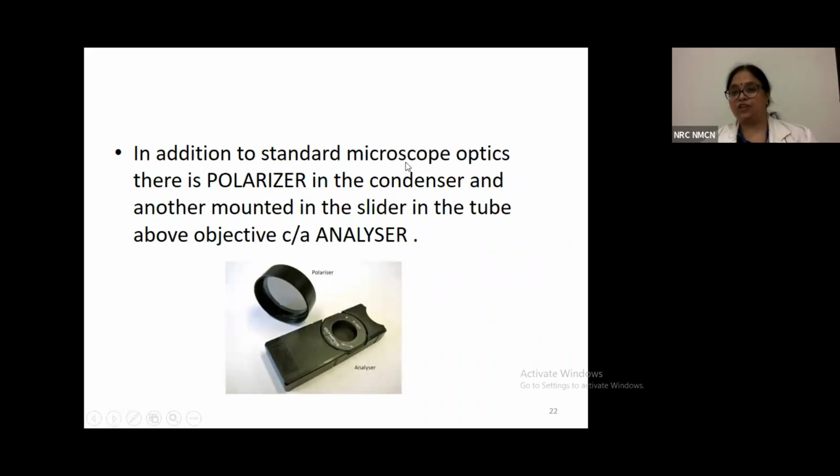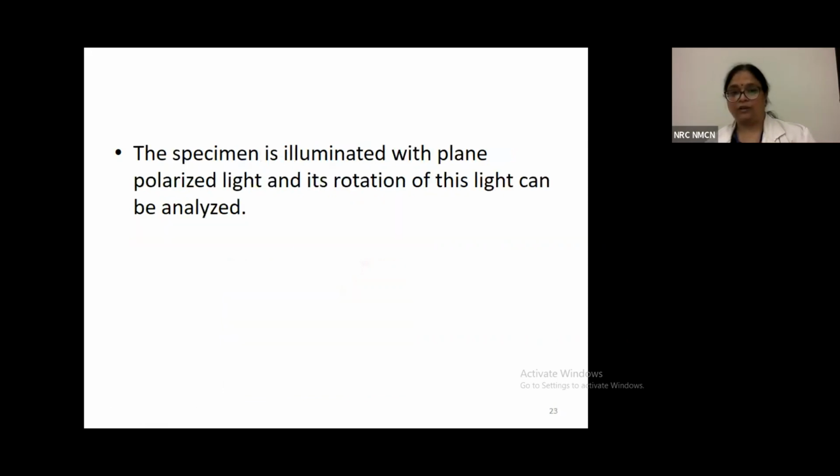In addition to the standard microscope optics, we have a polarizer which is mounted below the condenser, and the other is the analyzer which is mounted above the objective of the microscope. The specimen is illuminated with plane polarized light, and with the rotation of this polarizer and analyzer, it can be analyzed, and we get a colored 3D image.